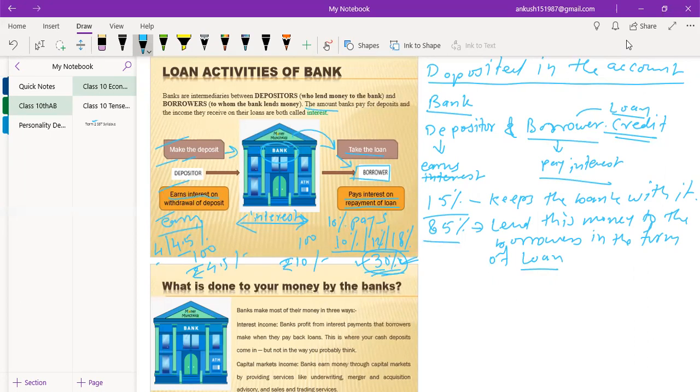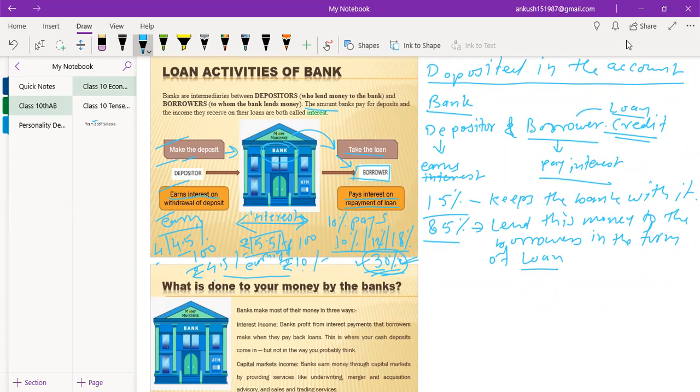So what is the difference between these interest rates? 10 minus 4.5, that is 5.5 rupees. 5.5 rupees would be the difference between the interest the bank has given to the depositor and the rate of interest imposed upon the borrower. That difference is only the earning of the bank. Have you got it? This is how the bank actually makes money.